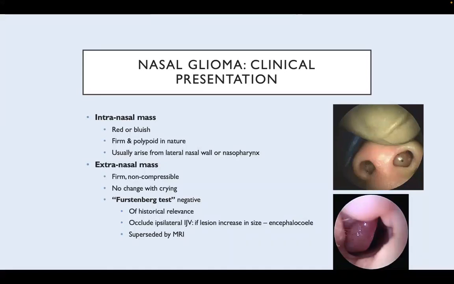And then what has been described is the Furstenberg test. So this is a test that's now said to be of historical relevance. And basically it's a clinical test where if you occlude the ipsilateral internal jugular vein, if the lesion is found to increase in size, then it's more likely an encephalocele. But this test has now been superseded by MRI. But in nasal gliomas, the Furstenberg test has been said to be negative. And I think it's still something that's quite interesting to try and evaluate if you are seeing such a patient.